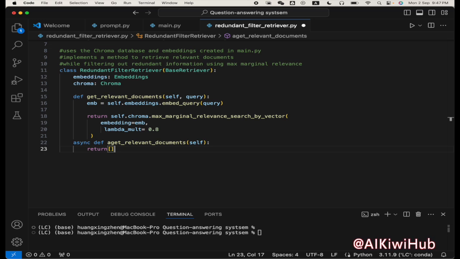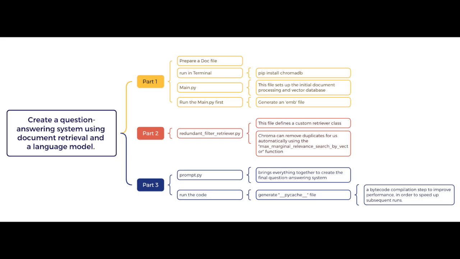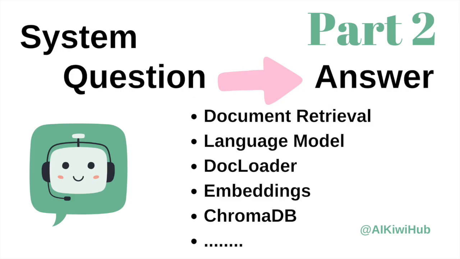Okay, my second part of the code has been created. I will not run the code, as it will not print out anything, but I will import this redundant filter retriever file in my third-part code called prompt. I will share my part 3 video later.